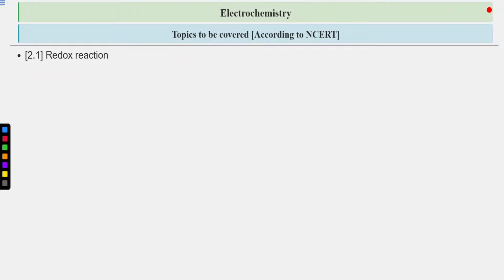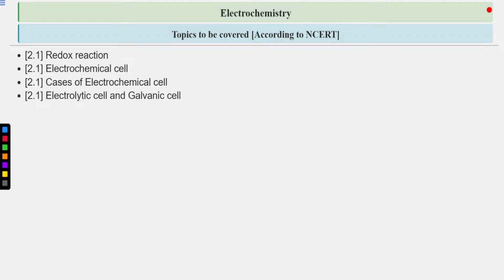So the topics to be covered according to the NCERT are: first, redox reaction, which comes under section 2.1 in the electrochemistry chapter. Then we will cover the electrochemical cell, which is topic 2.1 in the NCERT textbook. Then we will talk about the cases of electrochemical cells, under section 2.1. Then we will talk about the electrolytic cell and the galvanic cell.